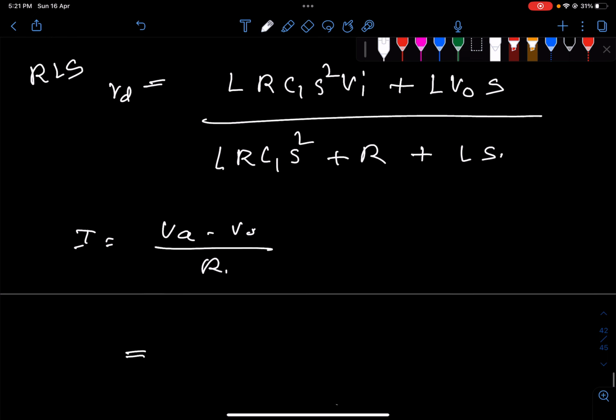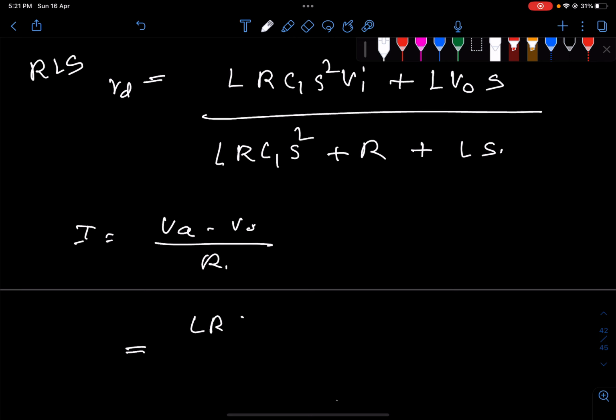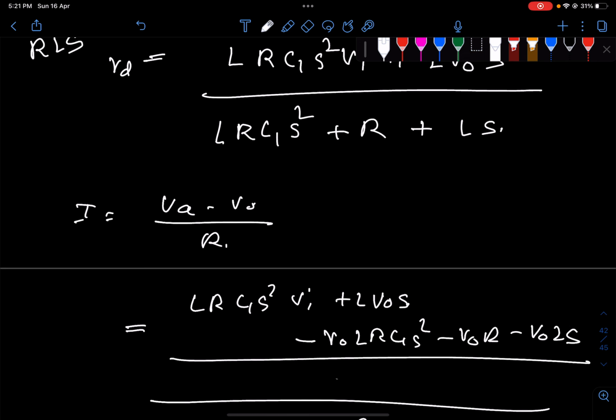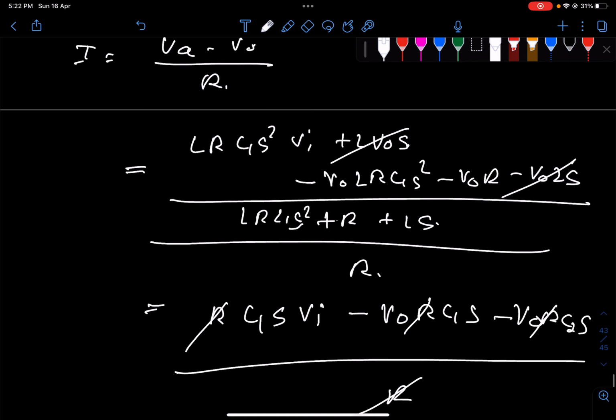That is LR C1 S square VI plus LV0 S minus V0 LR C1 S square minus V0 R minus V0 LS, divided by LR C1 S square plus R plus LS. So these two cancelled.